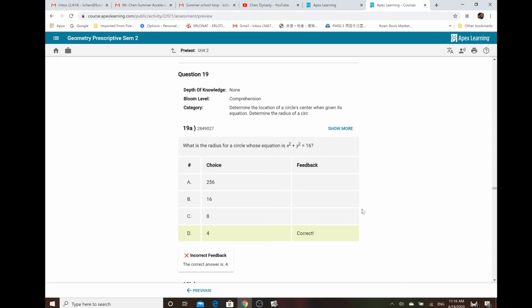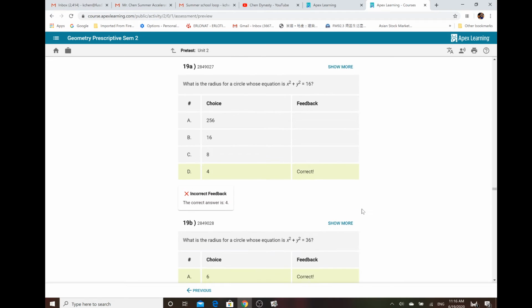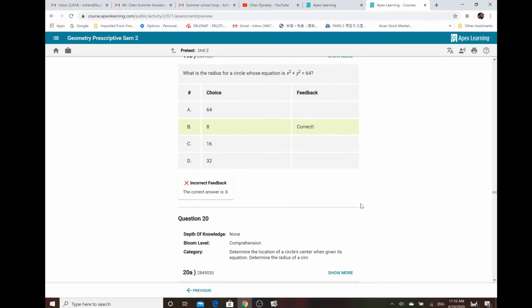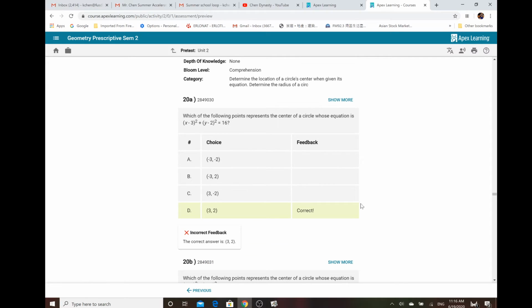And a lot of people might be wondering, can that be negative? Well, the length for the radius cannot be negative. It's always positive. And then 19b, it's quite similar. Take the square root of the constant, so you'll get the radius. Okay, so that we can skip through it.